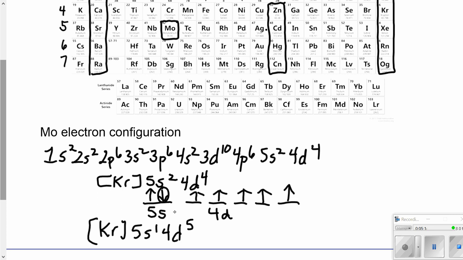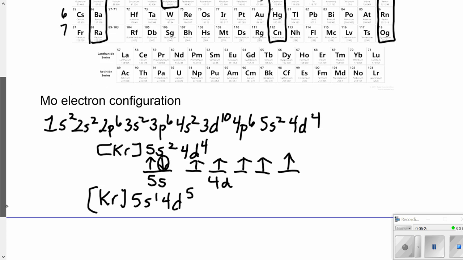Now this happens in a few places as we go along. It'll actually happen with copper and become 4s1, 3d10. So we just have to look and see what happens with the energy. We just can't follow this algorithm blindly. There are exceptions to think through. But back to our first original question: is Mo a transition element?